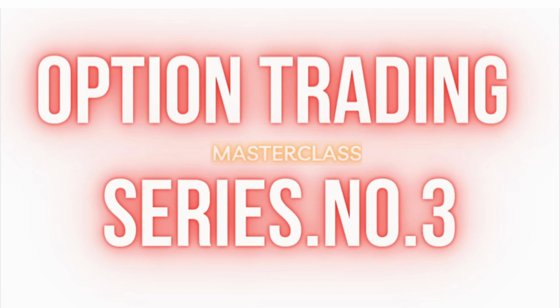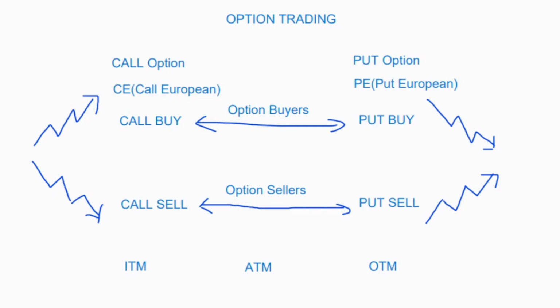Let's start. Before going to the next topics, we can review what we covered in the last series. Last series we covered option trading, in which there are two types: call options and put options. In that we see CE and PE. What is CE? Call European, put European. In that, call buy, put buy, call sell, put sell. We saw these things, right?